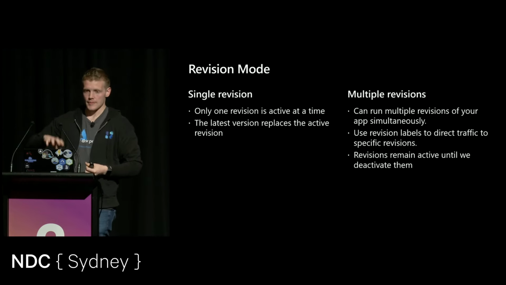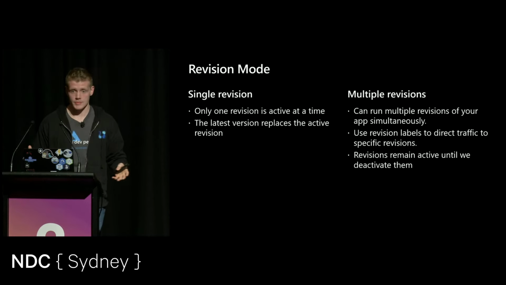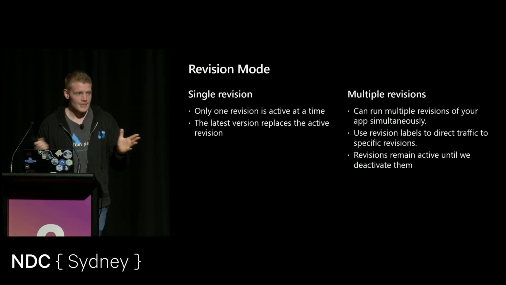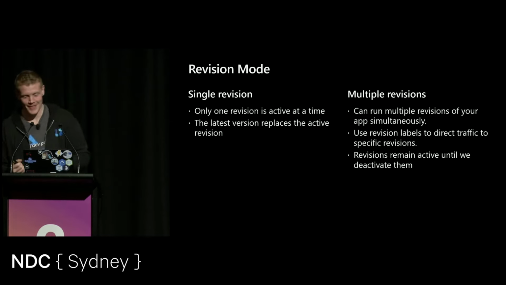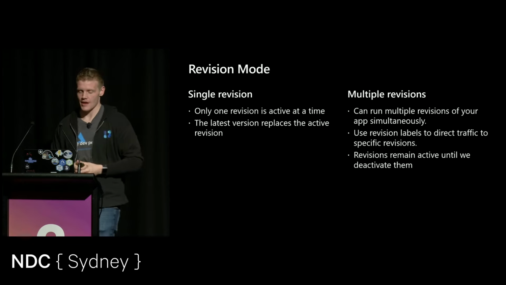Now, there's a hard limit of 100 revisions available to each container app, because you've got to distribute 100% of the traffic. If you have a use case where you want to keep 100 revisions active and direct 1% traffic to each one of them, I'd love to hear about that. But that's just a hard limit of how many revisions you can have.